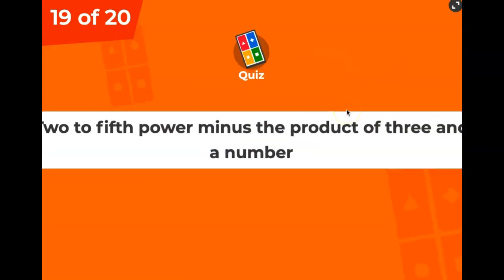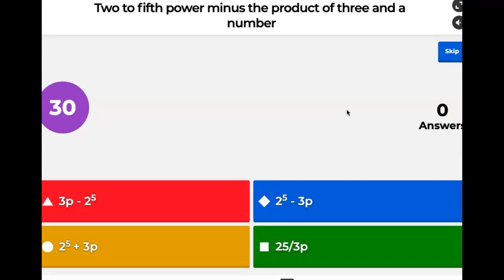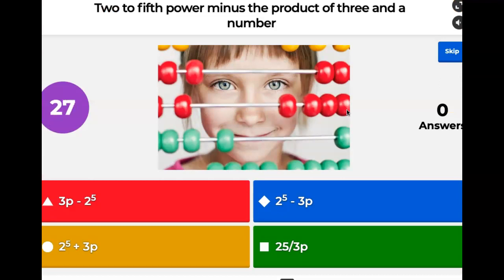Second to the last question. Here is the power problem: 2 to the 5th power minus the product of 3 and a number. So let's read it again. I misclicked. Oh boy. 2 to the 5th power minus the product of 3 and a number.